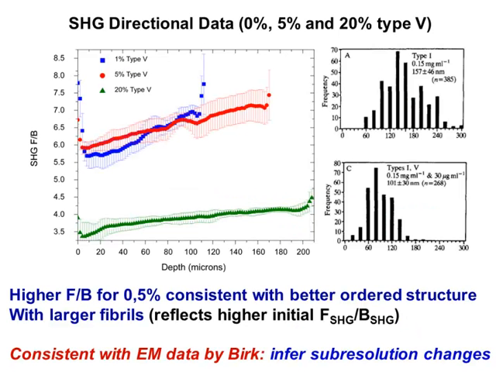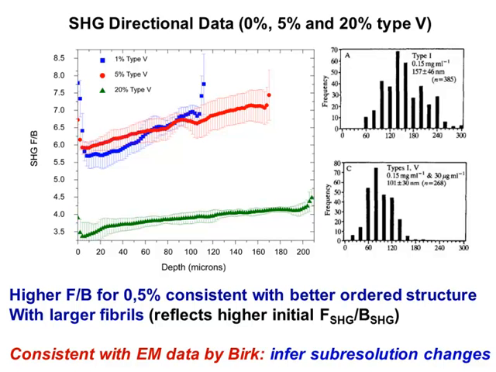So we do the same directional analysis we did before. And so the one that's either 1% or 0% type 5 and 5% type 5 completely overlap in terms of the forward-backward ratio as a function of depth into the gel. And if you look at the TEM from Burke, I didn't show both of them, but in both cases, the most prominent fibril diameter is about 100 to 120 nanometers. But then for the 20%, this drops to about 70 nanometers, and it has a much lower forward-backward ratio.